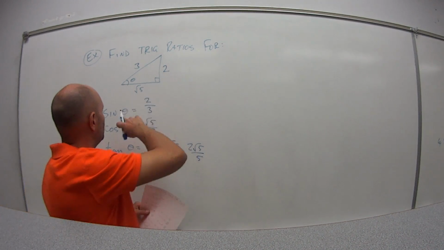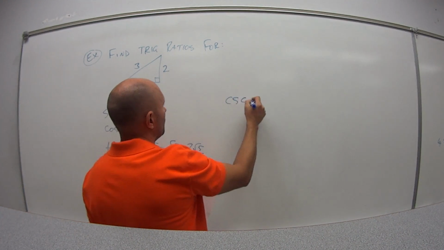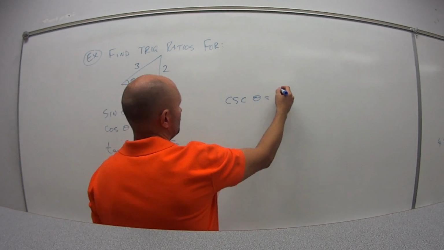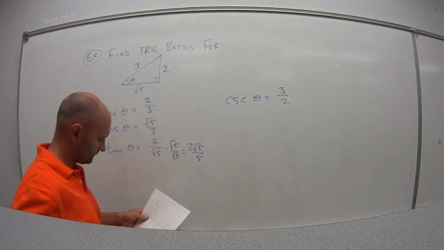How about our other trig functions? Well, sine is related to cosecant. So cosecant is if we just flip these two, which is 3/2.